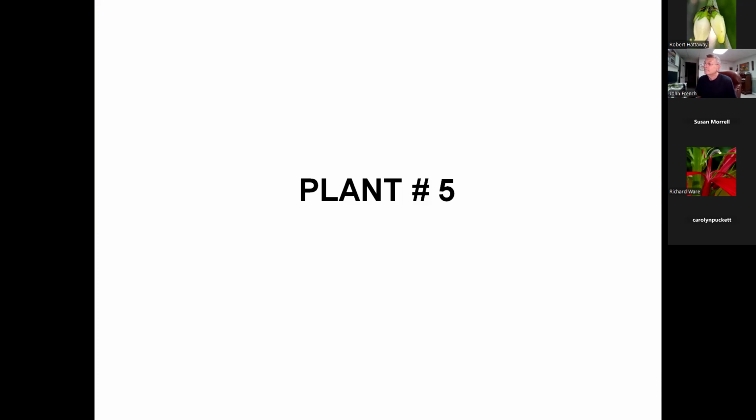Plant number 5. We got to get going here. Once you key a few, like we already know what oaks look like, so we can eliminate them with the clustered buds. Go ahead. Number 5.